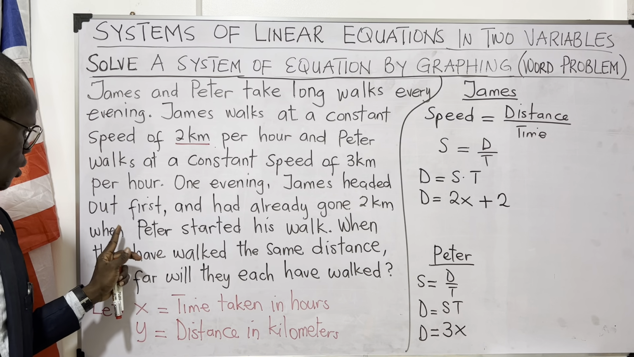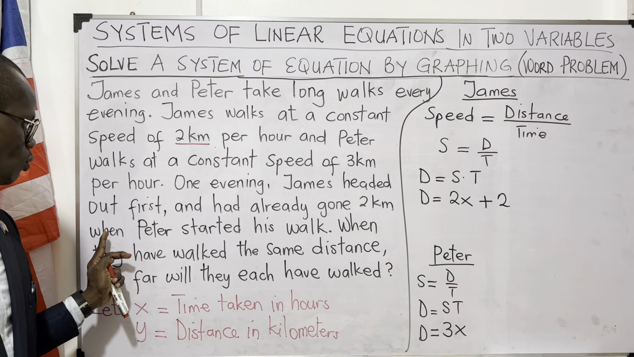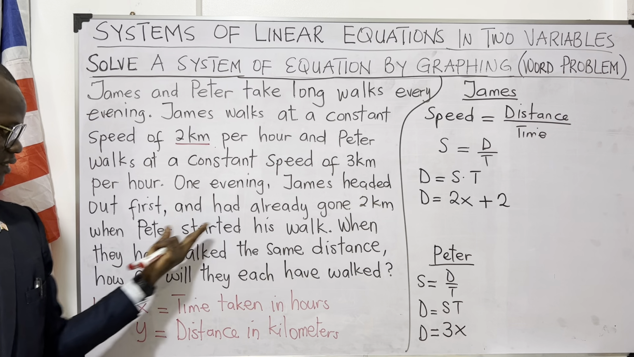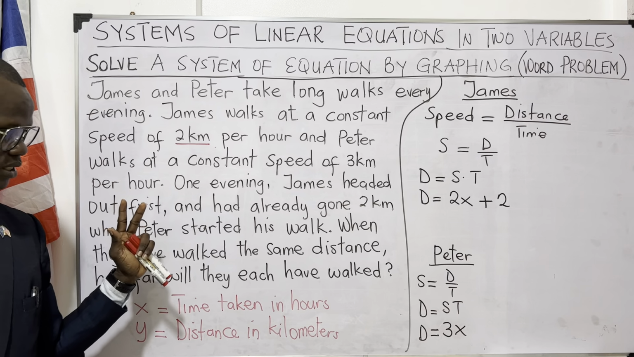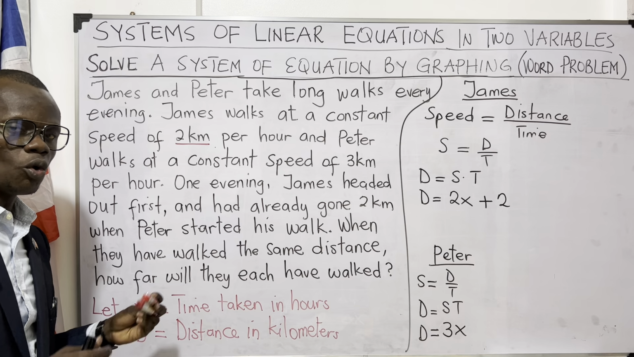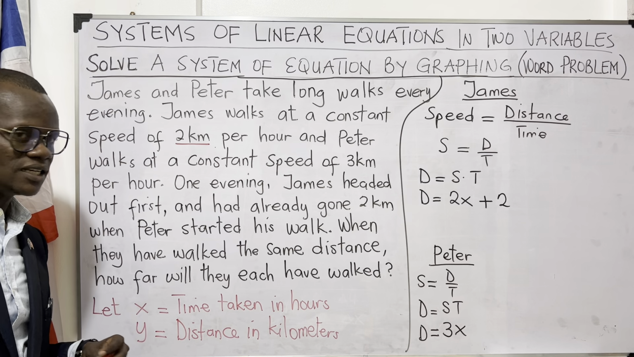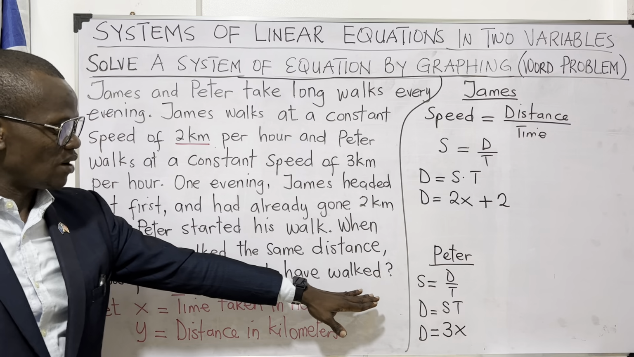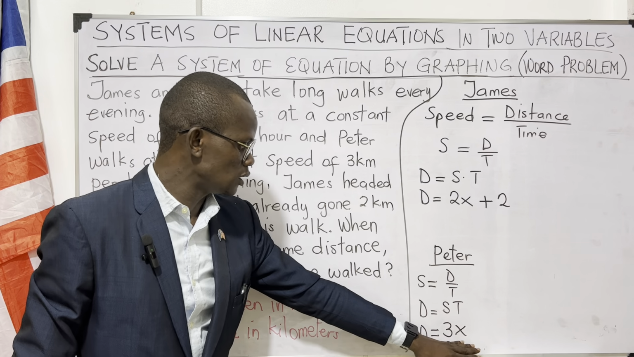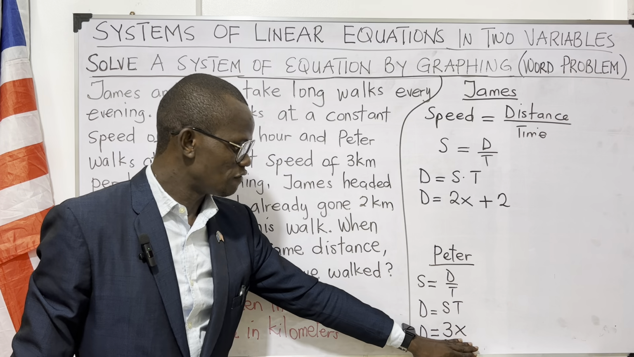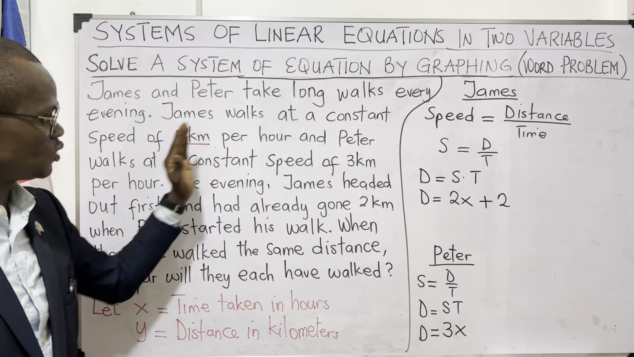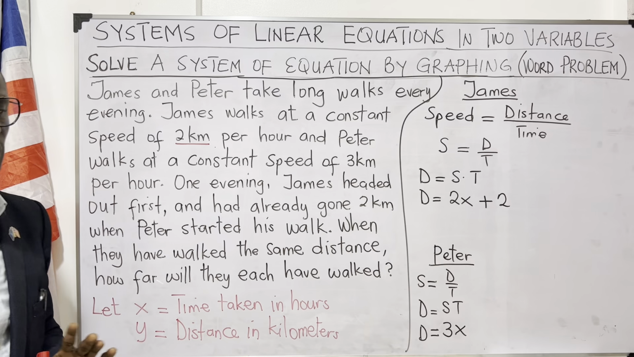And then we continue. James headed out first and had already gone 2 kilometers when Peter started his walk. They did not say anything about Peter, whether he covered an additional distance or not. So we are only considering the first speed that Peter had, which was 3 kilometers per hour. That's exactly what we're considering.